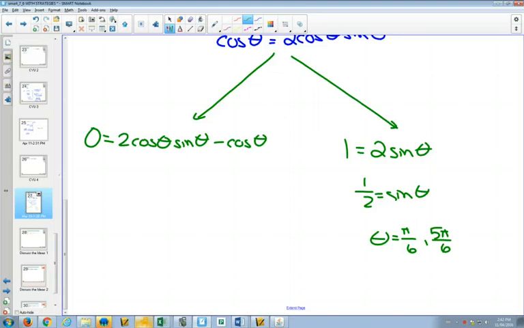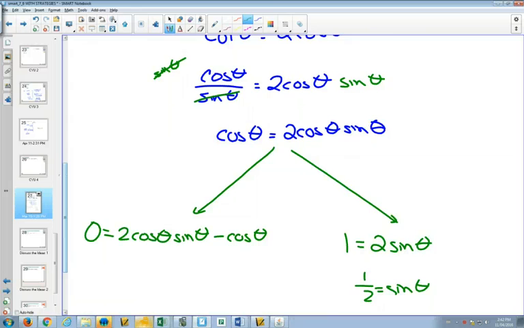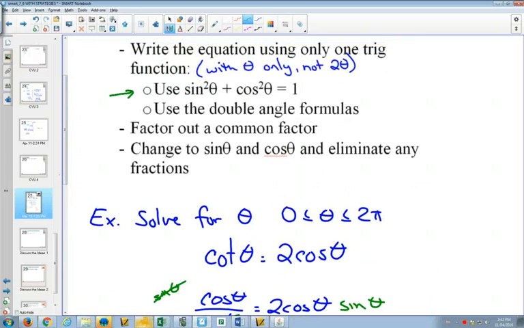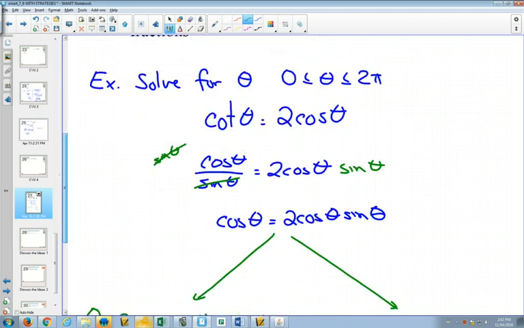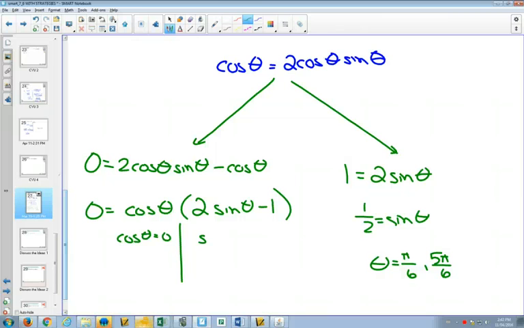If you did what's on the left side, you still have two different trig functions. But in our strategies, we can't change them because none of them are squared, so we can't use this, because you can only use the sine squared plus cos squared equals 1 to substitute if one of them is squared. But we can factor out a common factor. What's the common factor in both of those terms? It's cos theta. If you factor out the cos theta, you're left with 2 sine theta minus 1. And this is where it's multiplying, so either cos theta is 0 or sine theta is 1/2.